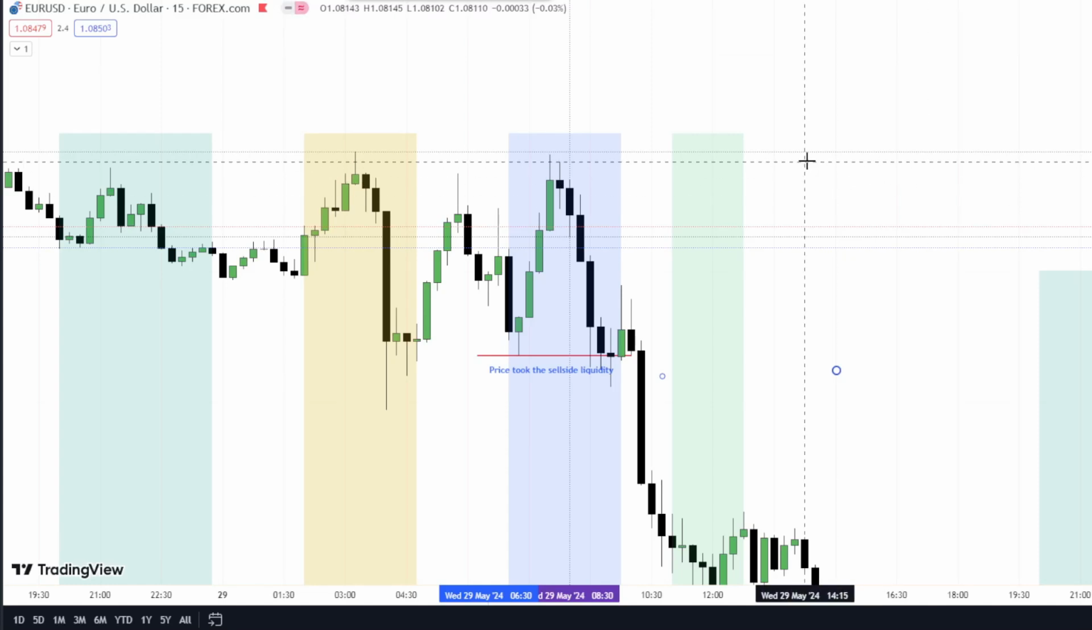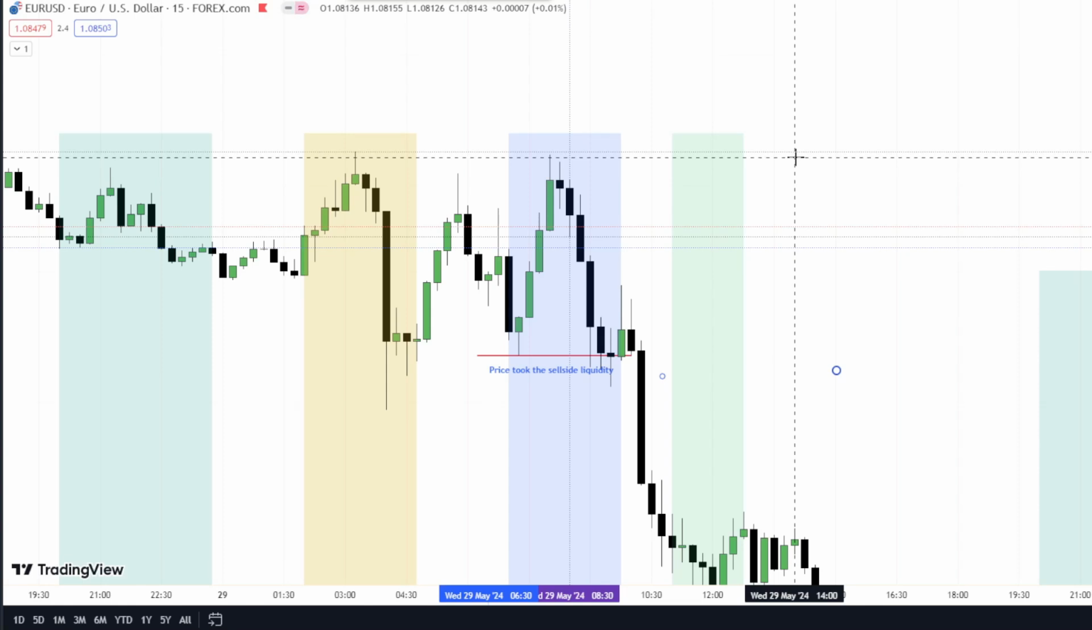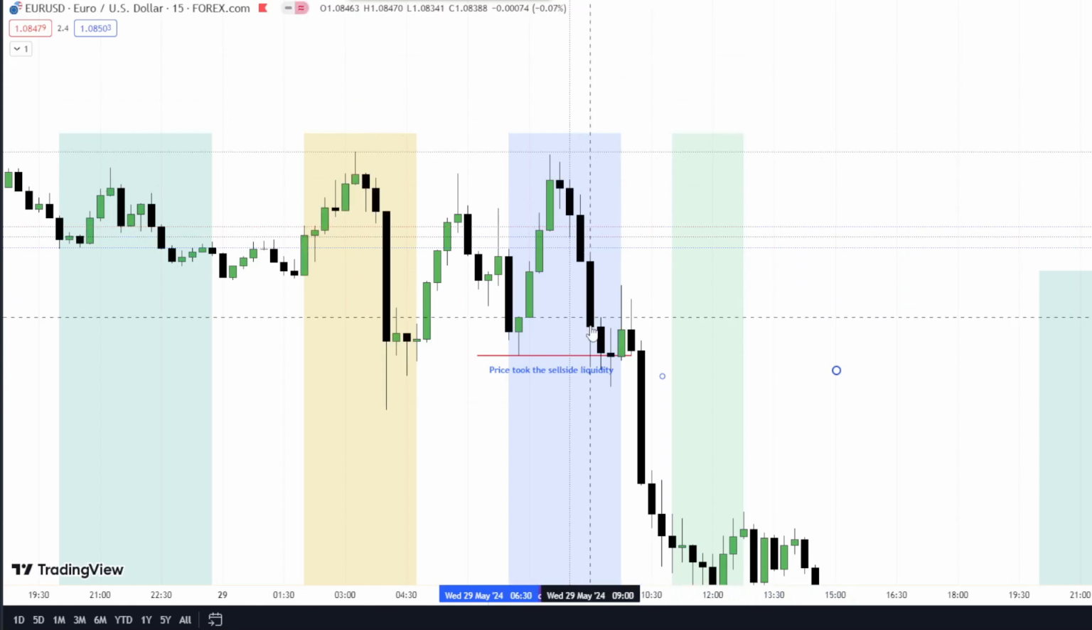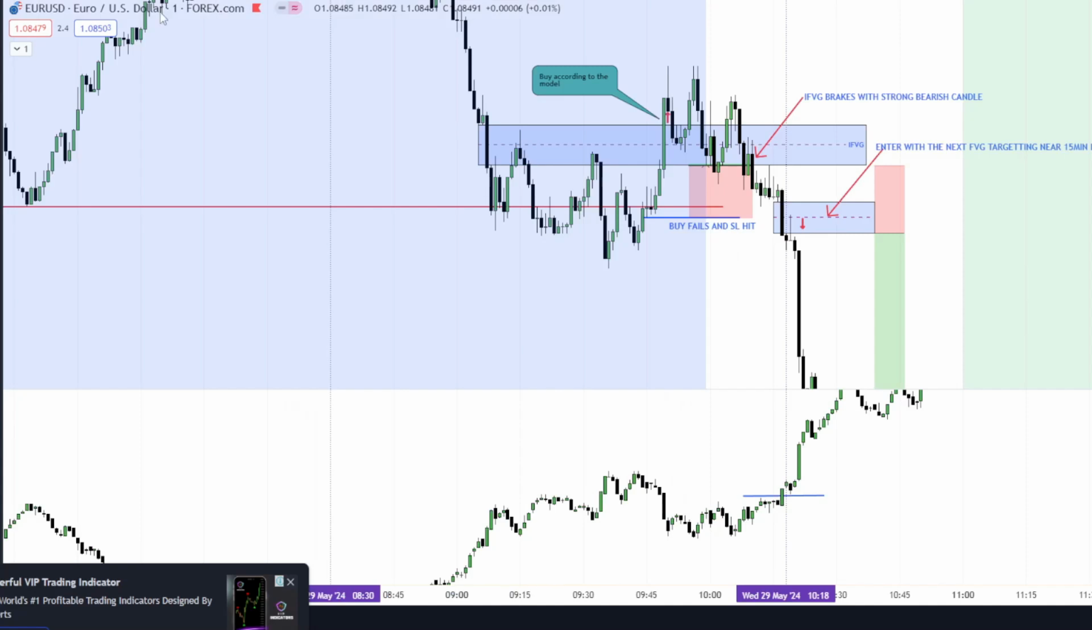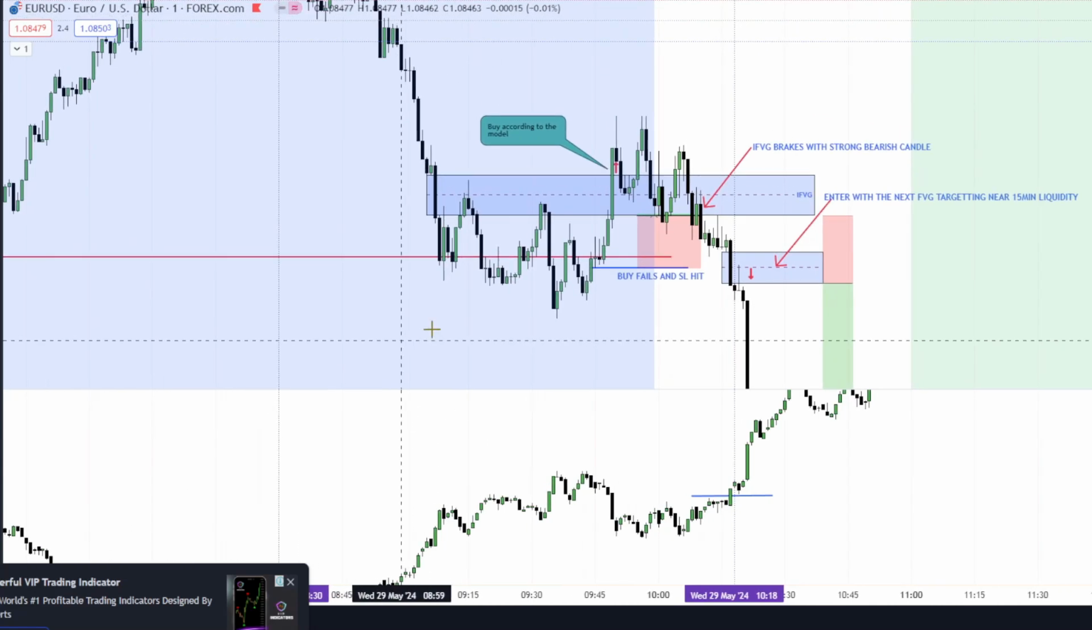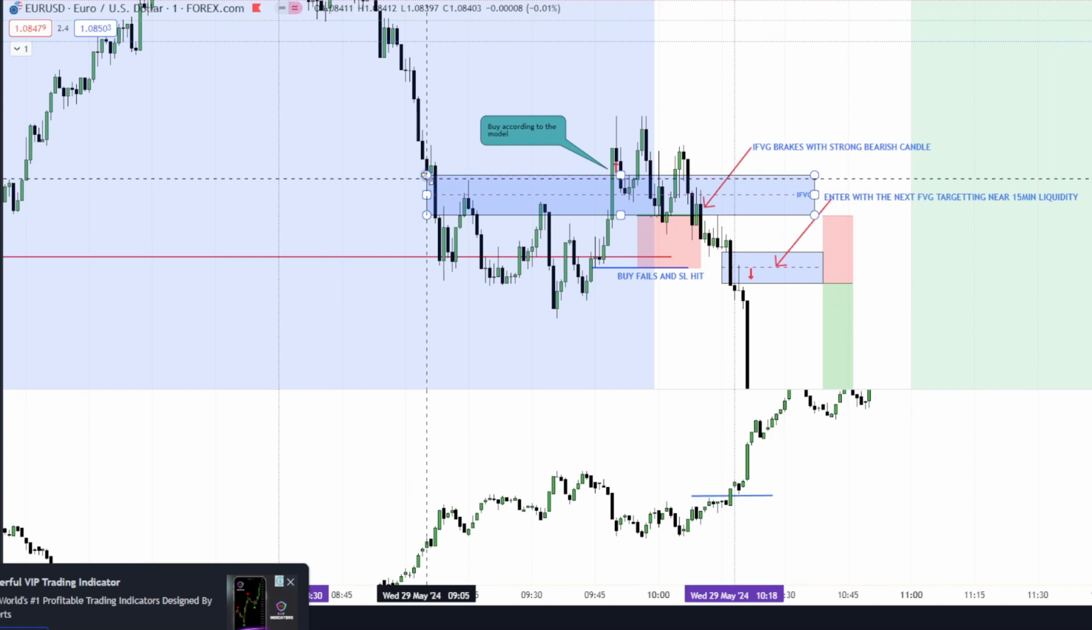What can we do if the continuation or reversal trade fails? The lower time frame inversion fair value gap is a very important factor. Simply, I will explain this situation directly from an example. On this day, after 8:30, price came and took this external level liquidity. So when this happens, we move into the lower time frame. In the lower time frame, we mark our previously used fair value gap as this.